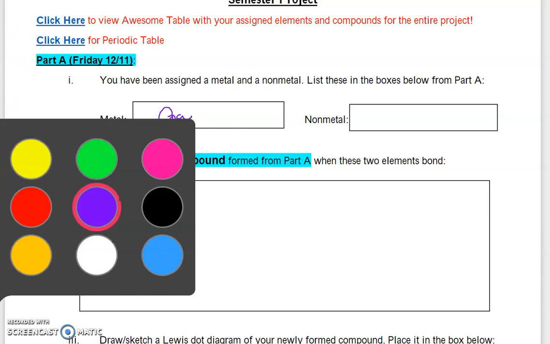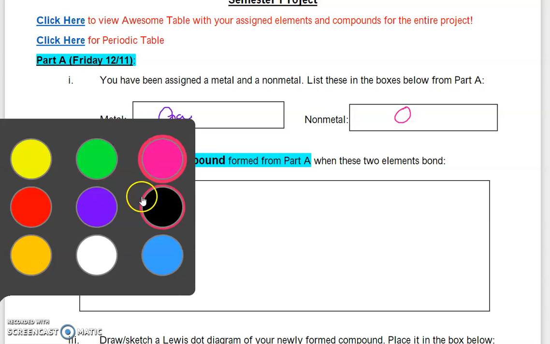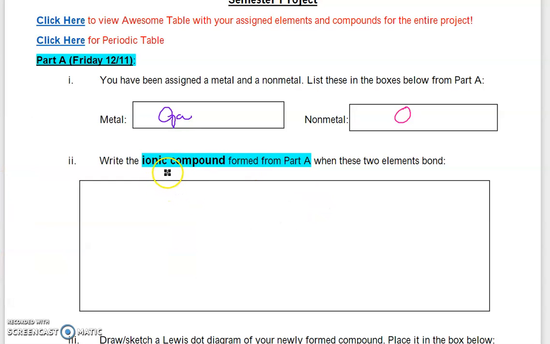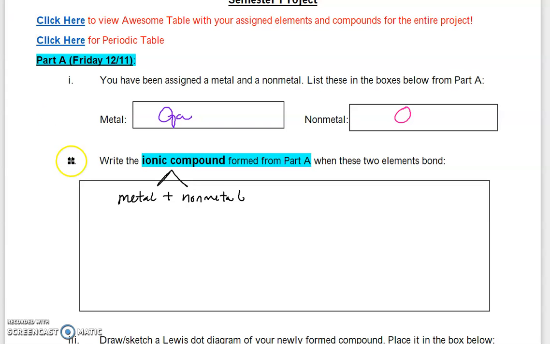So I'm going to come back over here. I'm going to write O for my non-metal. Okay, then it says write the ionic compound formed from part A. So I'm going to go ahead and click another color here. And just a note that whenever you have an ionic compound, you are putting a metal plus a non-metal together, which I have my examples here. My examples are Ga and O, which I got from the awesome table. Remember, yours is going to be specific, so make sure you look at part A metal and part A non-metal after you put in your ID number.